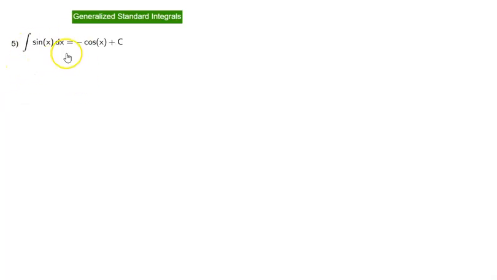Integral of sine x dx is equal to minus cos x plus c. This was what we had seen previously. The general form would be integral of sine of ax plus b dx is equal to minus 1 by a times cos of ax plus b plus c. So again, let's verify it. y is equal to the right hand side.